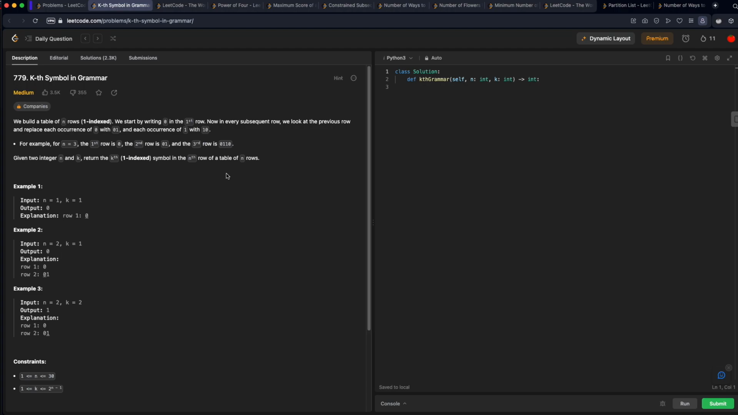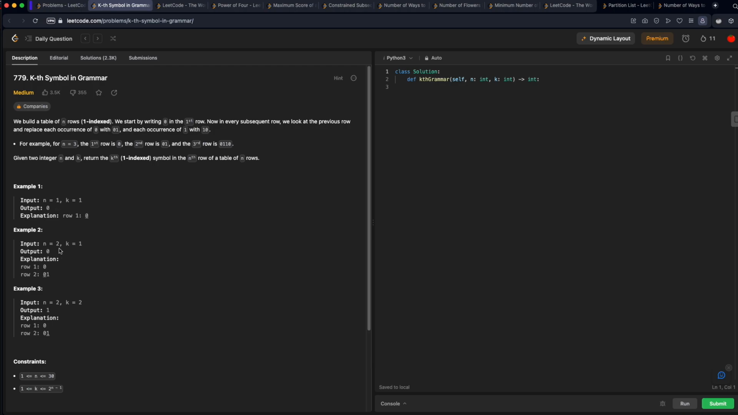Okay, so we're given two numbers, n and k, they're integers. N is the number of rows, and k is the index of the kth symbol that we're trying to return. Now it's going to be either a 0 or a 1. And it looks like with n being 1 and k being 1, well, we only have one row and it's got a 0 in it, so we return 0.